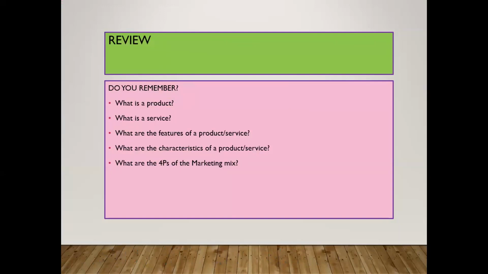Now, in the market mix, we said that there are 4 P's. Do you remember what the 4 P's are? Product, place, price, and promotion. So in the market mix, the 4 P's are very important. What is the product that you're going to be selling? What's the place you're going to be selling it in? And what's the price? And what kind of promotion are you going to have in place to sell your product?